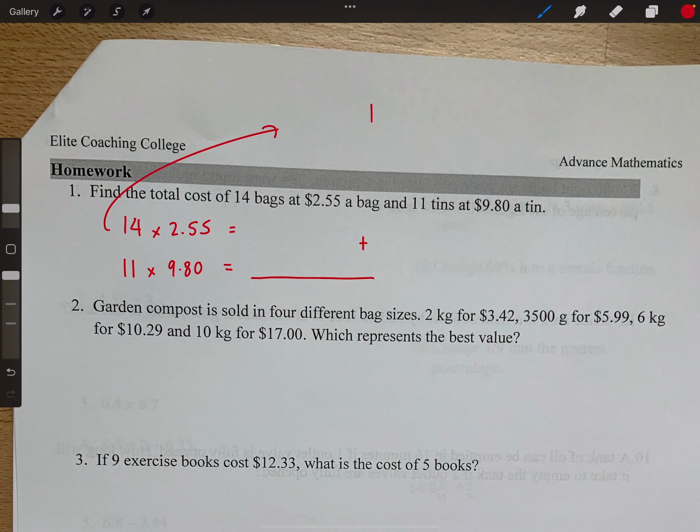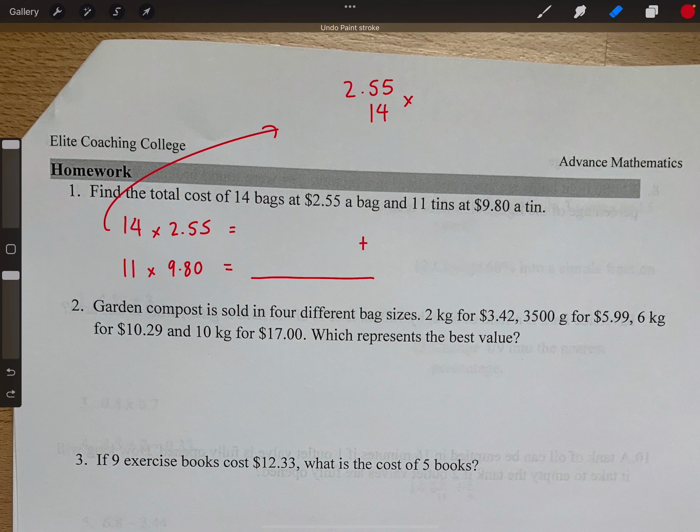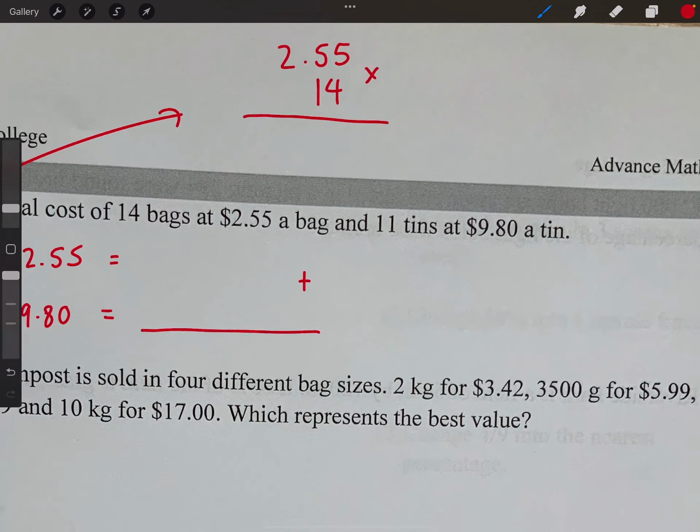So this one will be 14 times $2.55. Now let's just estimate how much this is going to cost. 14 times 2 is about $28, $30. Okay, so it should be around $30 something. Now that's going to help us determine where the decimal place is going to be. So let's work it out.